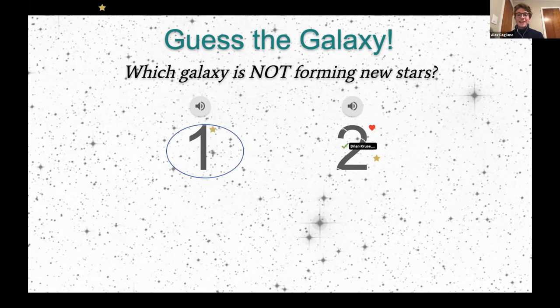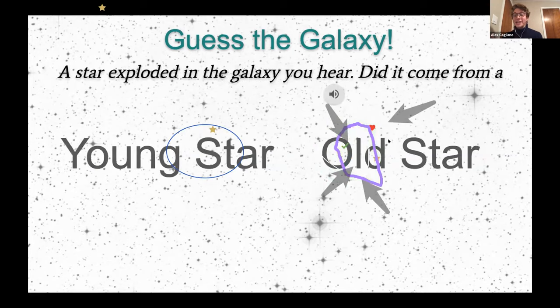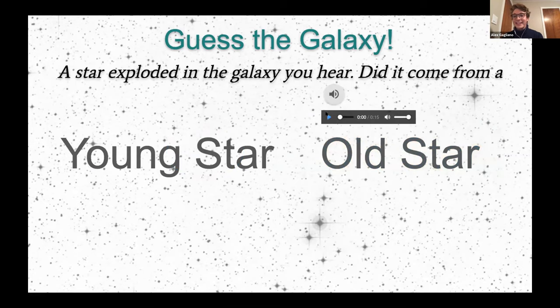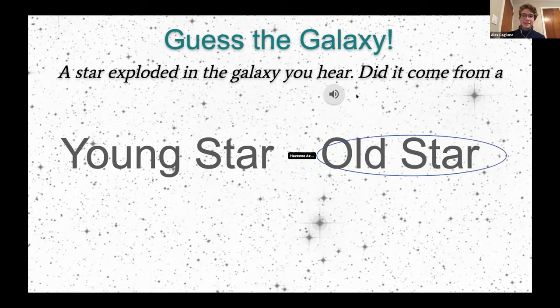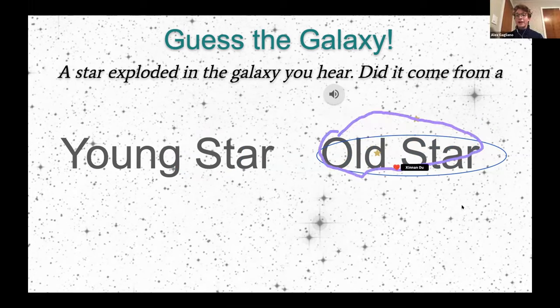Okay, we're running a little bit low on time, but it is in fact galaxy number 2. That is an elliptical galaxy not forming many new stars. And the very last question that is the culmination of my research: a star exploded in this galaxy. Did it come from a young star or an old star? Maybe you all saw the answer in the next slide that I jumped to a little bit, but. Exactly, when you hear heavier elements, it mainly came from an old star, we think.